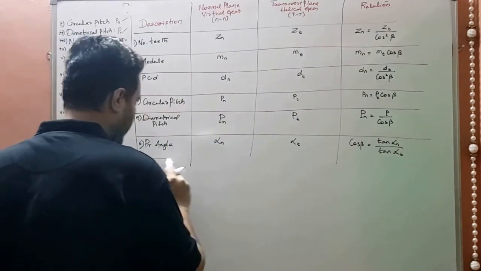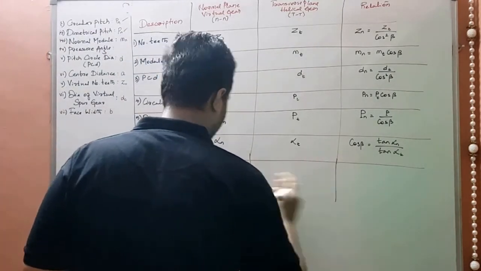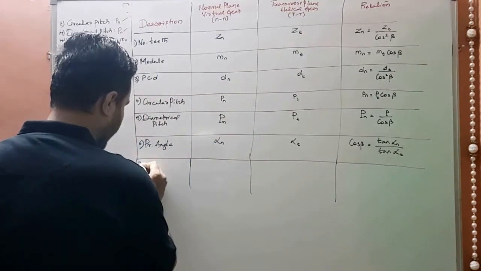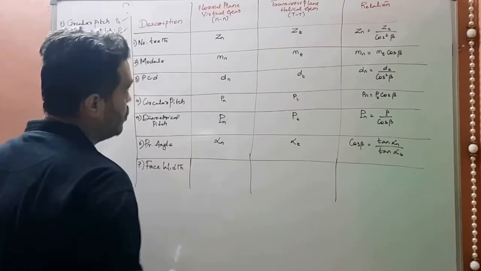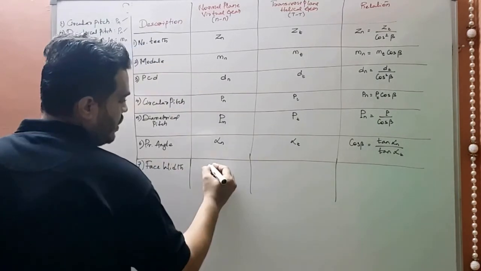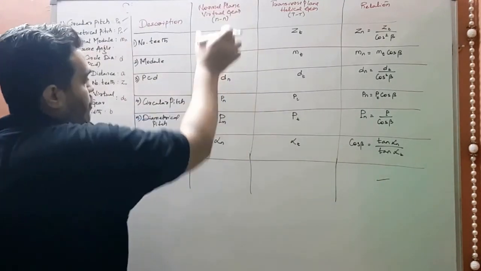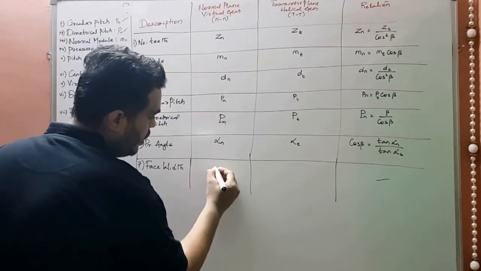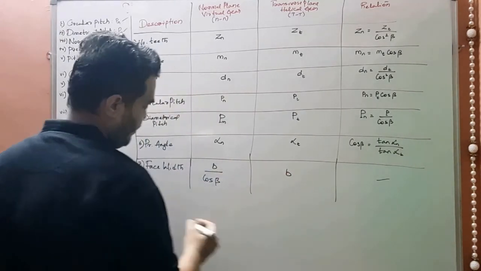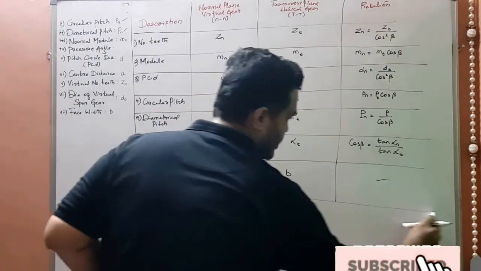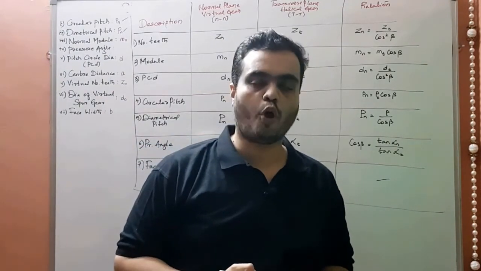Next, at last we have one major notation, that is face width. With respect to normal, we are not going to generate any relation here. We have the distance that we found out, b by cos beta, and this is b. These are the major notations which you have to consider to solve any helical gear problems.